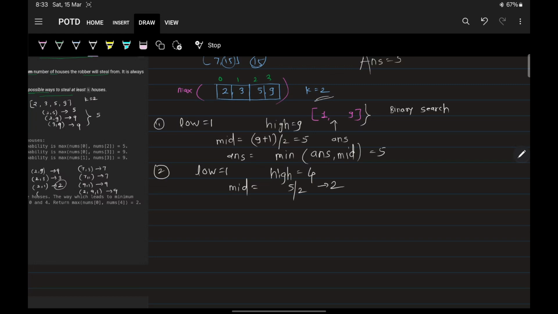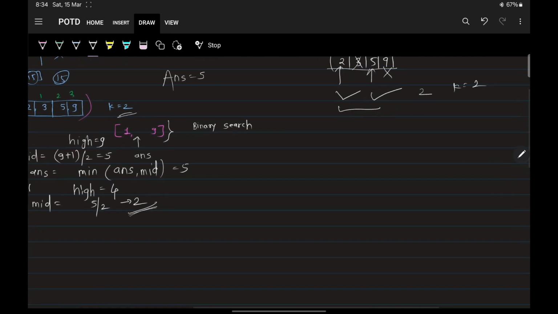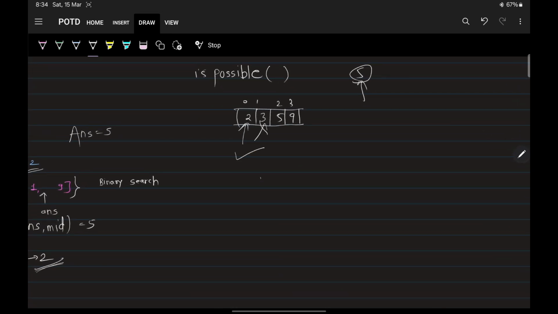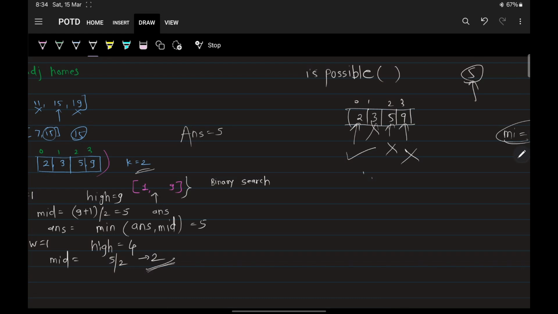That is 2. So I will try to rob the houses whose individual capability is at most 2, and I should be able to rob at least k houses. So let's try with 2 now. 3 is here, right? Is it possible to rob this? Yes, it is possible. Is it possible to rob this? No, it is consecutive. Is it possible to rob this? No, because it is a 5. If I rob this, my individual capability will become 5. So it is not possible. We want to keep it as 2 only. Is it possible to rob this? No. So I can rob only one house.